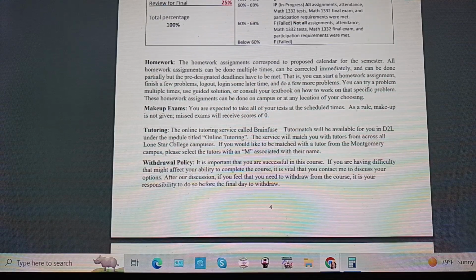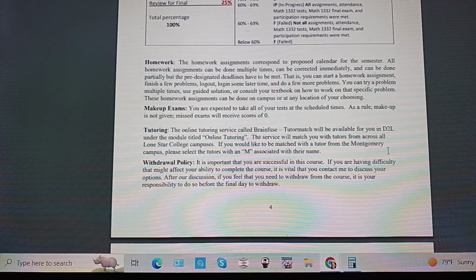Okay, so there's an online tutoring service too, but you can also just show up to any Lone Star campus, go to the information desk and ask them about the tutoring, and they'll tell you where it's located. I'm based at the Montgomery campus, even though I don't go there in person, but that's the campus that I work with the math department with. And I know they have extensive tutoring there.